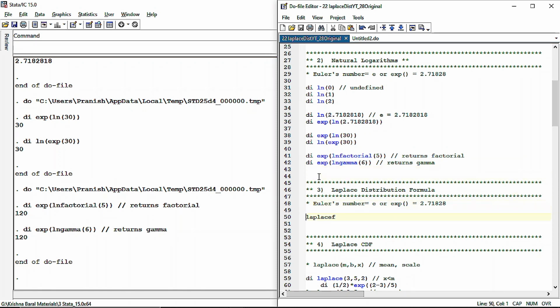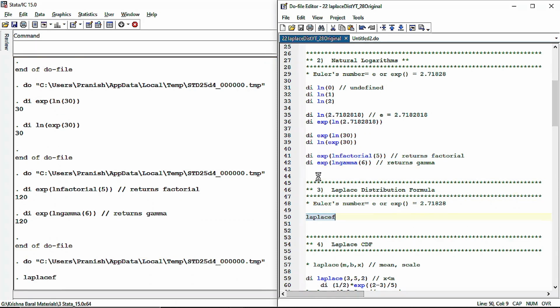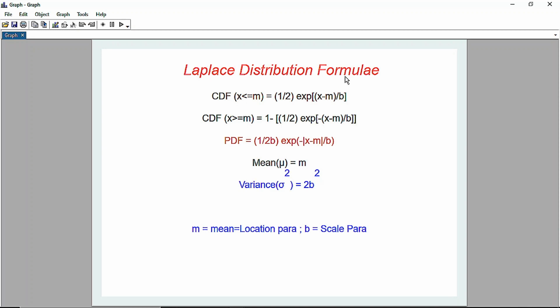Now let us see some of the formulae of the Laplace distribution and explain them. The Laplace distribution is also called the double exponential distribution, which is clear from its CDF. The mean and the variance of the Laplace distribution are m and 2b squared respectively.